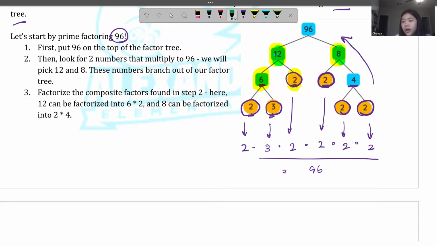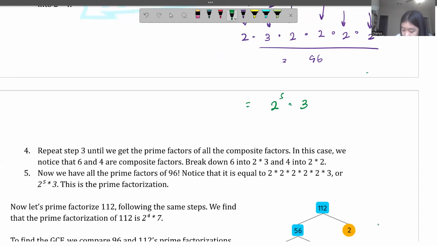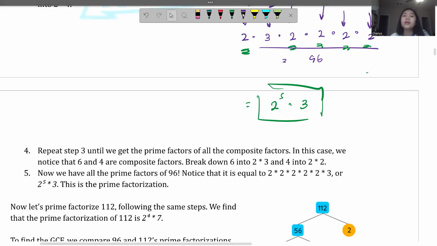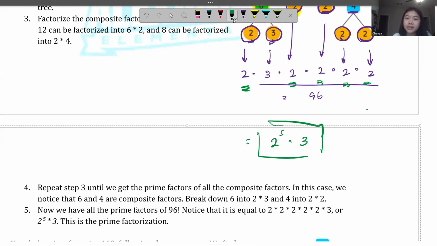An actual more efficient or easier to understand way would be 2 to the power of 5 times 3, because you have 2 multiplied together 5 times: 1, 2, 3, 4, 5. So 2 to the power of 5 times 3 is the prime factorization of 96. And you'll see how this will help in a bit.